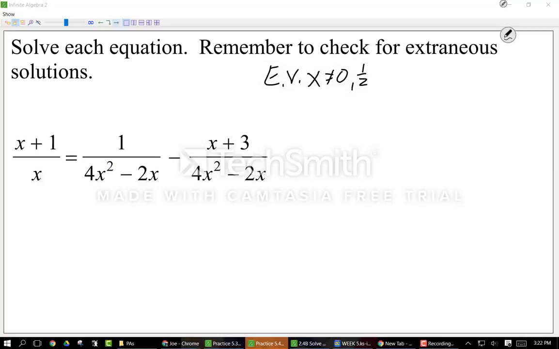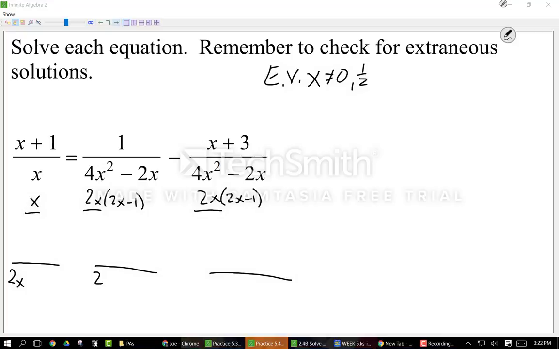Second, the LCD. I need to make sure my denominators are all the same. From before, this was 2x times 2x minus 1. Same thing here, because it was the same denominator, I don't change it. And this one was just an x. So if I look at the monomial values, x, 2x, and 2x, I need to have a 2x in my new denominator. Then I need this binomial, 2x minus 1, so that also has to be in there. Now my denominators are all the same.